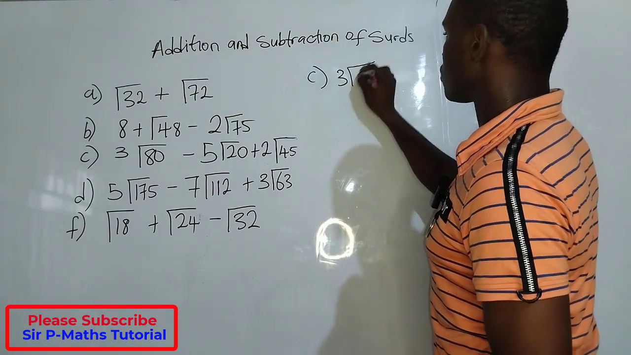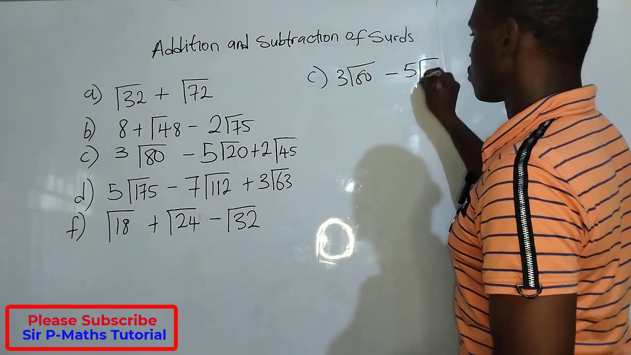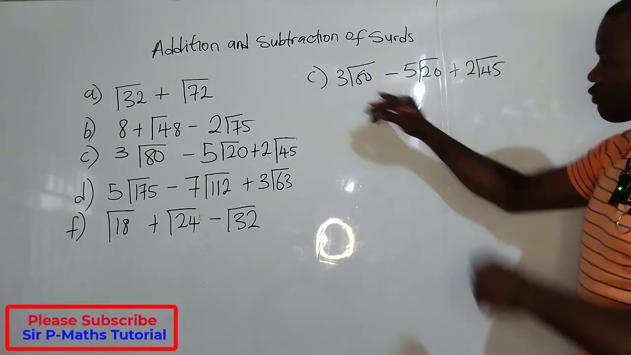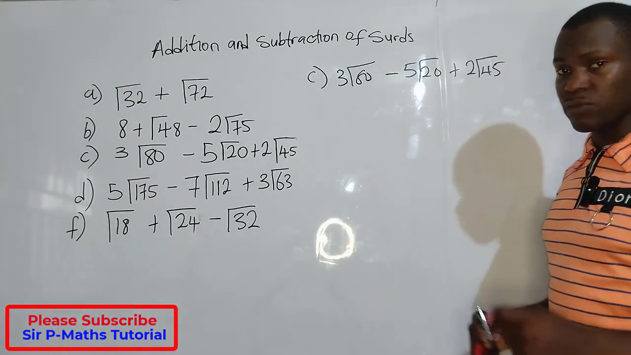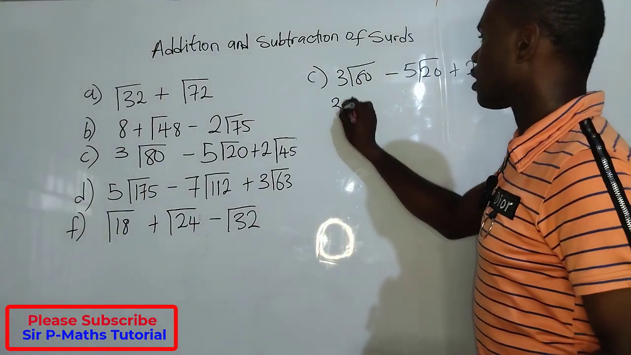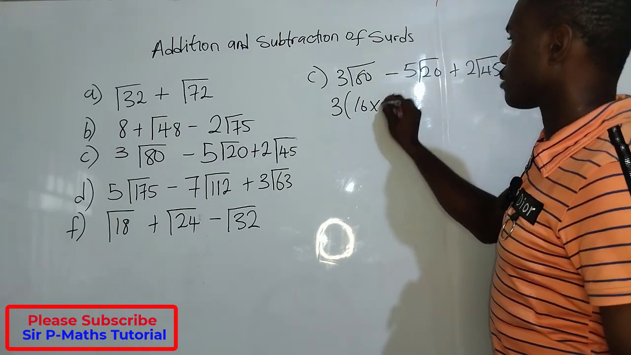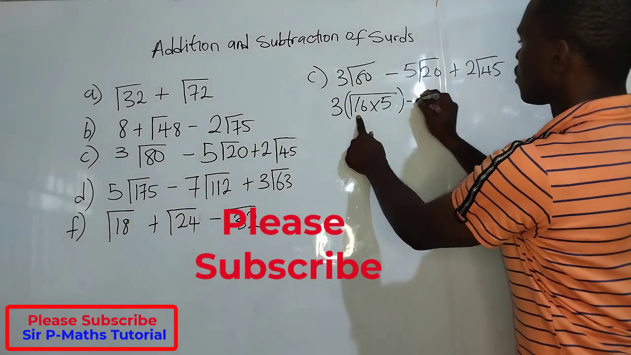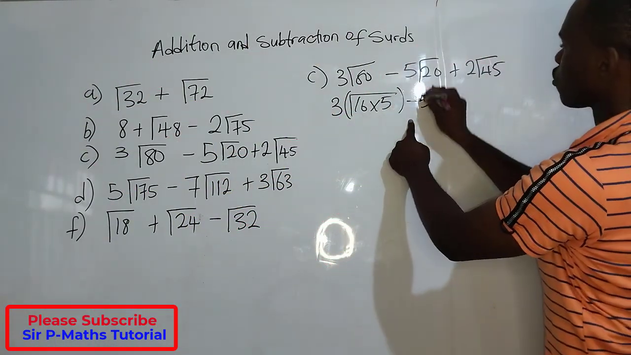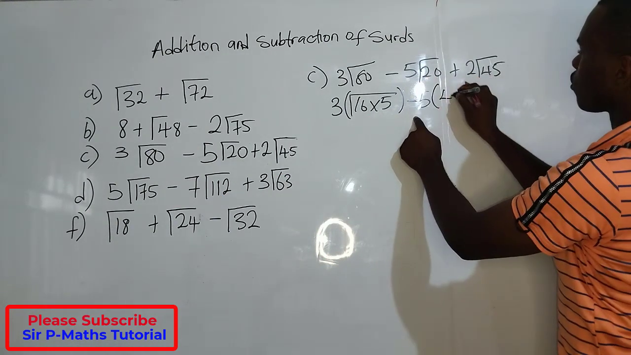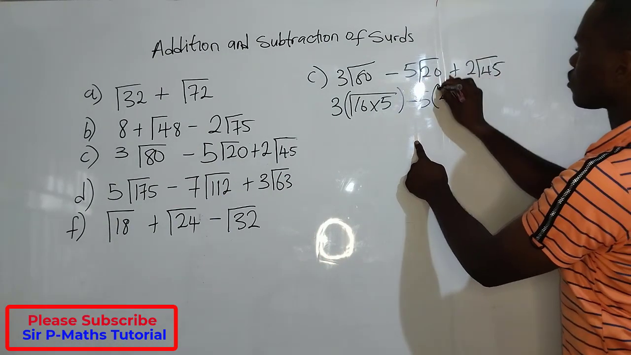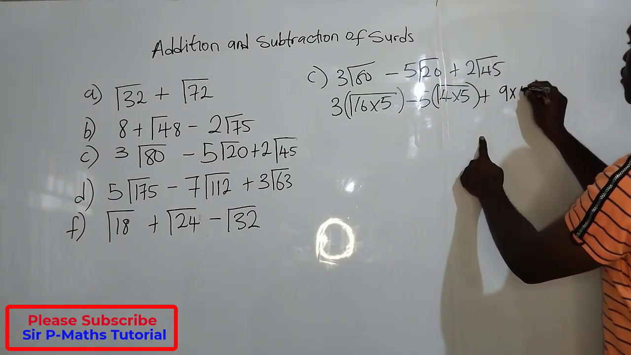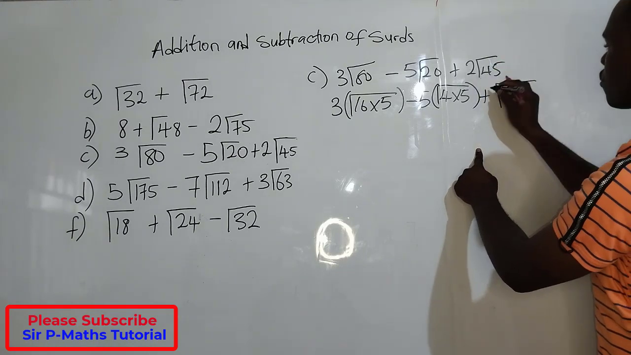I have 3 root 80 minus 5 root 20 plus 2 root 45. Look out for two factors of 80 where one of them is a perfect square and the other is not a perfect square. So I'll have 3, that is 16 times 5. 16 times 5 will give me 80. 16 is a perfect square. Minus 5, you come down, open a bracket. For 20, 4 times 5 will give me 20. Plus for 45, I will have 9 times 5.